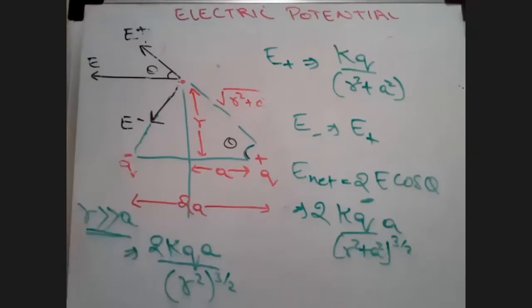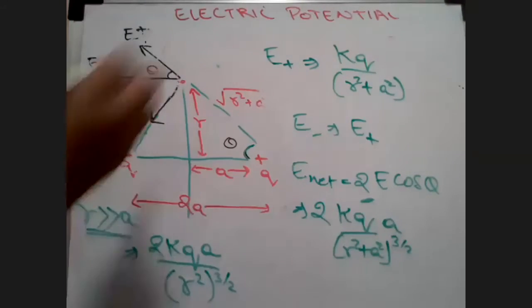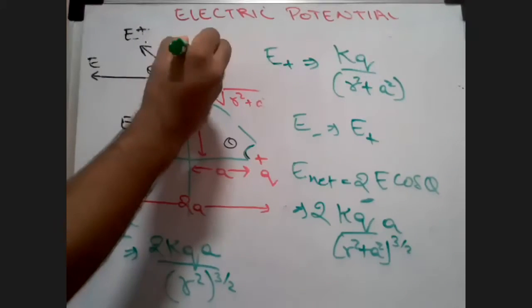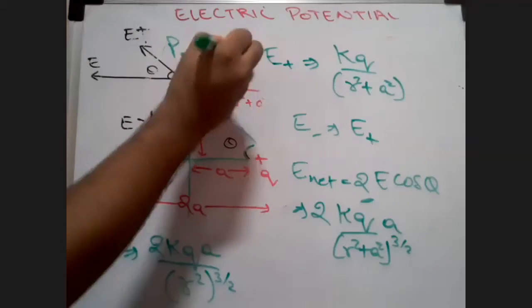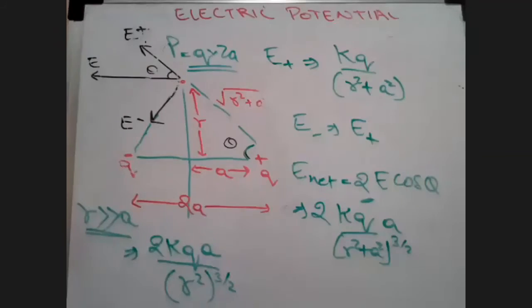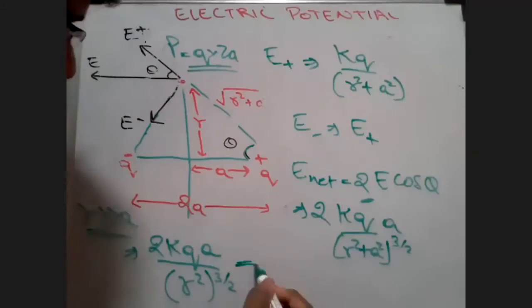Greater than a. Okay, is this clear? So what will you get? 2 raised to 3 by 2, 2kqa upon r cube. And then what is 2k? What is dipole moment? I told you P is equal to Q into 2A. So Q into 2A becomes P.